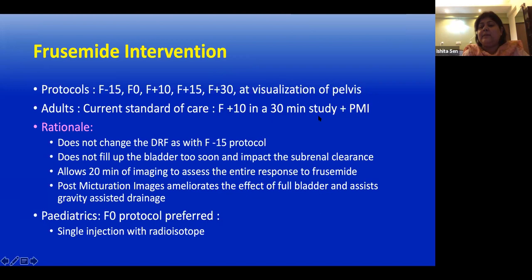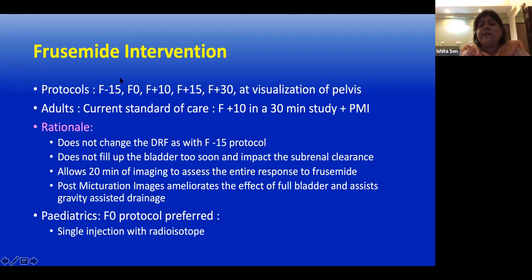Now, normally the current standard of care is F plus 10 in a 30-minute study, and this basically shows that it is not possible to standardize a study whereby you say that, okay, at visualization of the pelvis or whatever, F minus 15 or F0 is done where you have a large capacious pelvis. So in a patient who's had, say, a pyeloplasty, or the patient has a big dilated pelvis, in pediatrics, in antenatally diagnosed hydronephrosis.